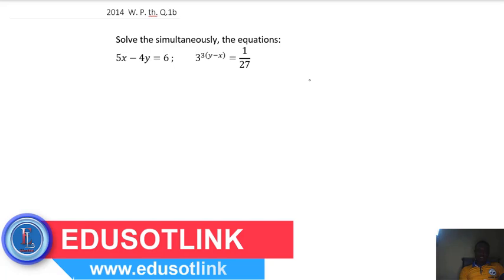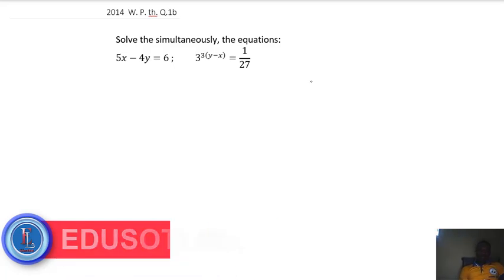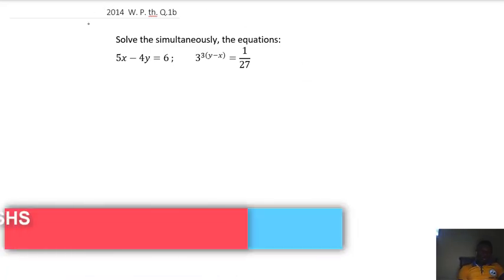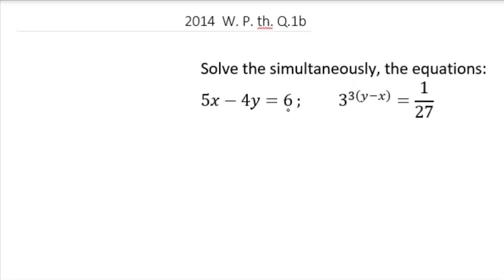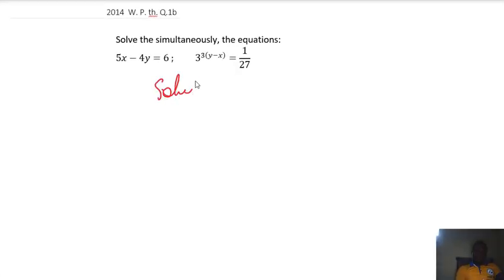Today we are going to do 2014 WASSCE Private Theory question 1B, and this is the question. Solve the simultaneous equation: 5x minus 4y equals 6, and 3 exponent 3(y minus x) equals 1 over 27. So let's see how we solve this simultaneous equation.